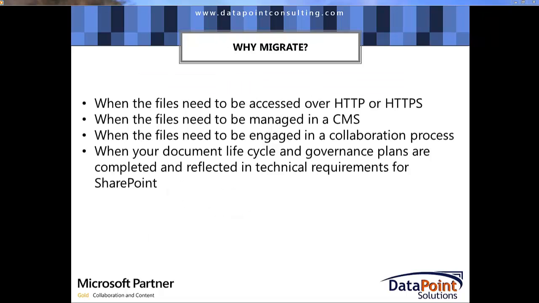So why do we migrate? Why do we need to get away from file shares, and why do we need to get to SharePoint? Well, these are just some of the typical things that we look at. If we need to access files over the internet, not the internet all the time, but if it's internal to you, on an internal network, meaning you have to be at your work site to access, or if you have to have a VPN to get into your system, or if it's accessible over a secure network, like HTTPS.